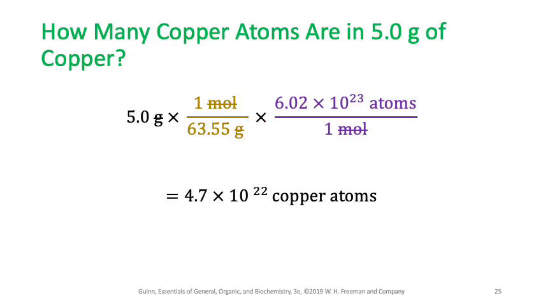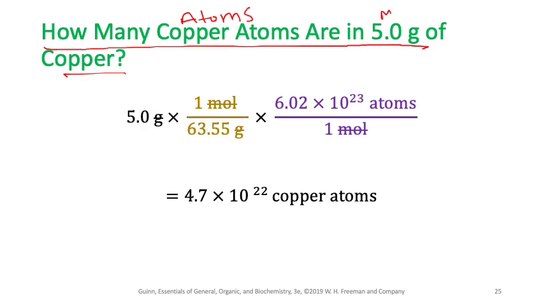So let's try to do this problem. The problem is asking how many copper atoms are present in 5 grams of copper. So it's asking for atoms, right? And then what is given? The mass of the copper is given, right? So let's try to do it over here.